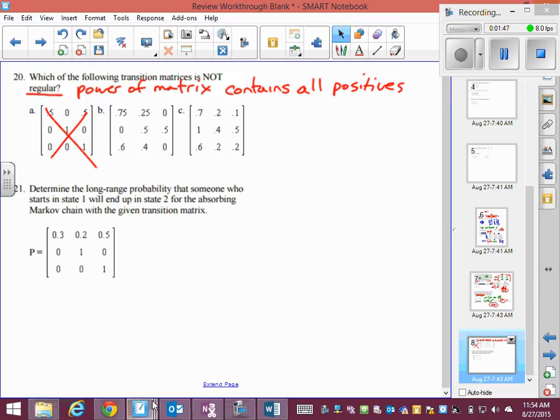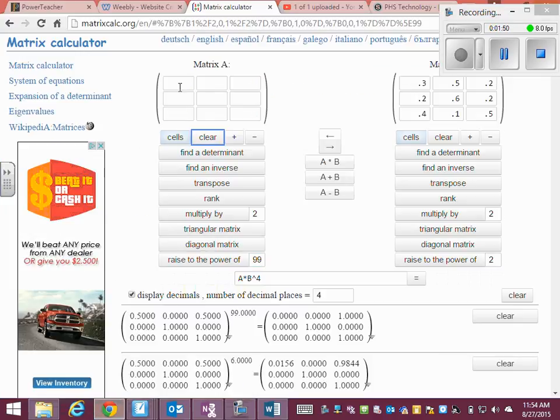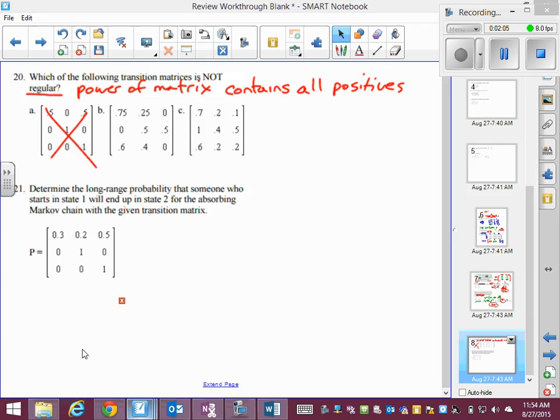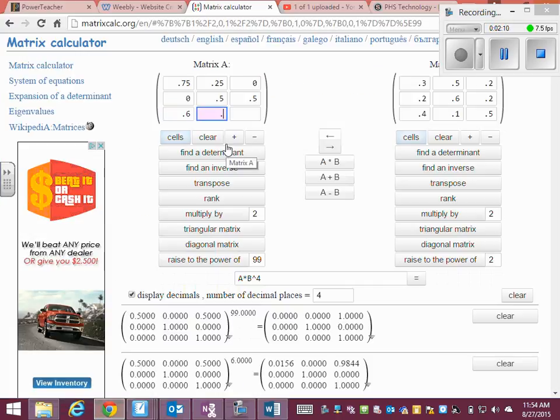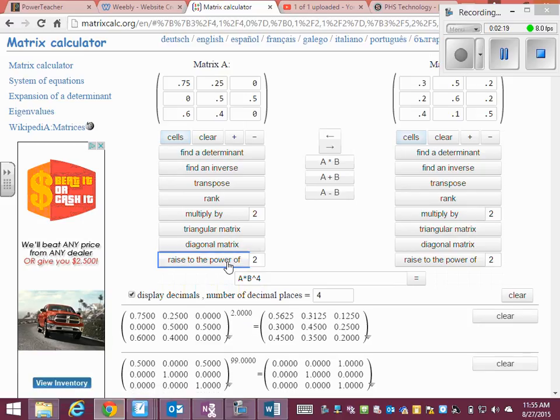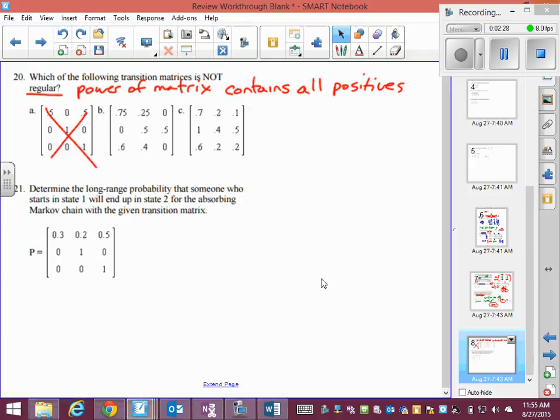It's 0.75, 0.25, 0, 0.5, 0.5, and I believe it was that. So I'm going to just look for some power to have all positives. Ooh, I squared it, and there we go. All positives right there. So that's what it takes. That one's going to be regular.